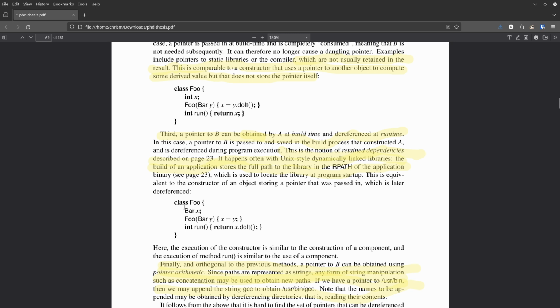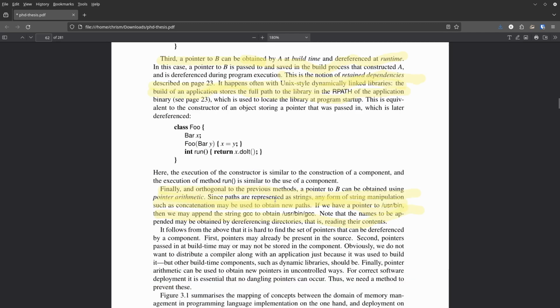So he gives this class example. We have another foo class here. We're going to store an instance of bar as X, and at build time, constructor time, we pass in an instance of bar as Y, and we store it on ourselves as X. And then at runtime, we return the result of local X's doIt method. So we are storing a reference. He's trying to make the analogy between a path to a shared library binary and a runtime dependency on an instance of something that is constructed at build time.